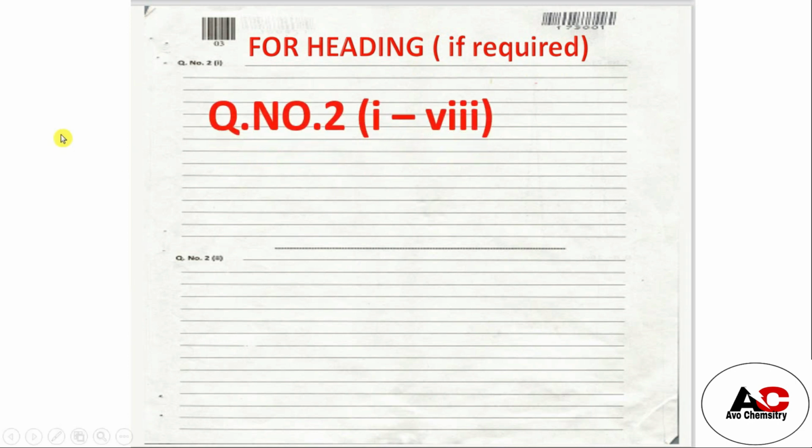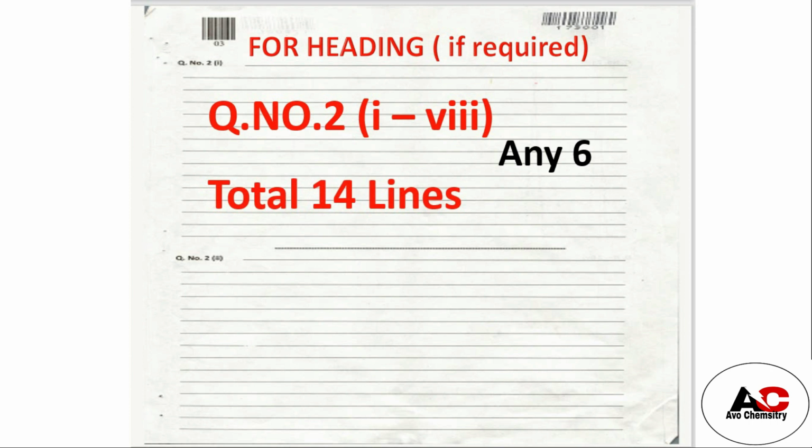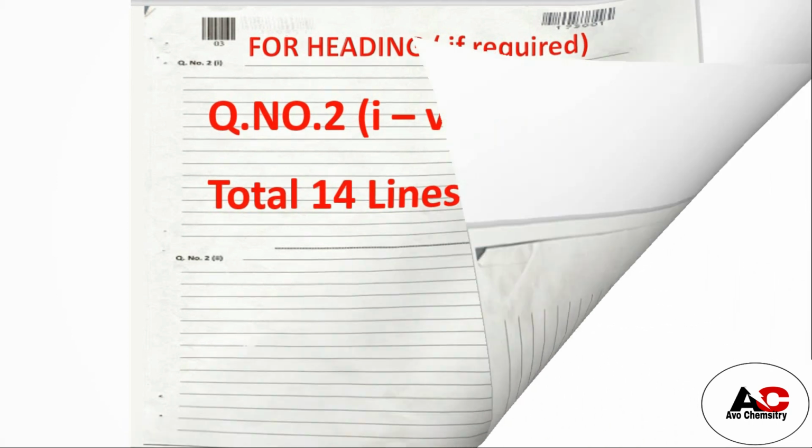You have to write your answer in this given space. The first line you can use for heading if required. In section B, you attempt question number 2 and there are total 8 parts. Out of these 8 parts, you have to attempt any 6. And there are total 14 lines given to you. Attempt short question answers. Now students, you can see this is the question number 2 part 1. You will attempt only the question number 2 part 1.